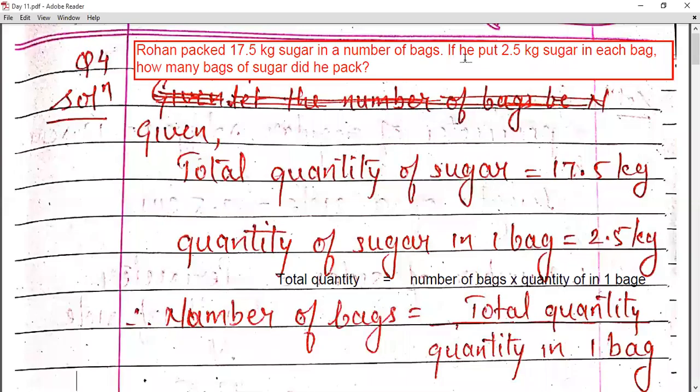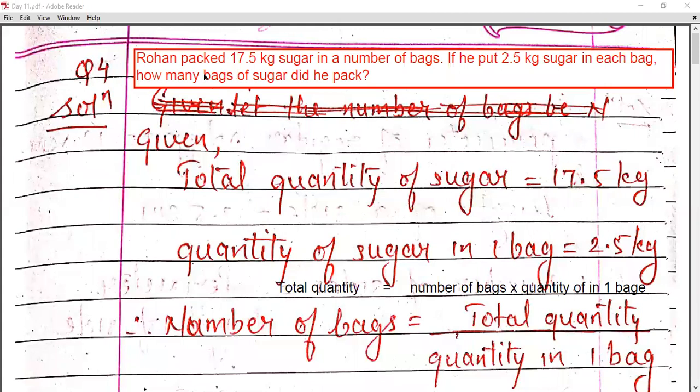Welcome learners. In this video, we will be continuing exercise 3.3 from Holy Faith International Publication Absolute Mathematics for class 7. This exercise is based on division of decimal numbers, and the portion of exercise that we are going to continue is based on division of decimal numbers.